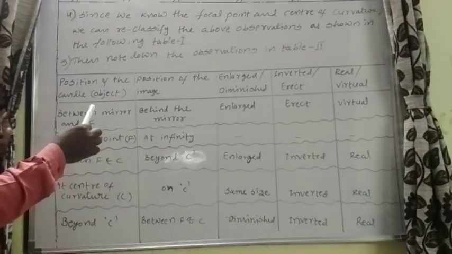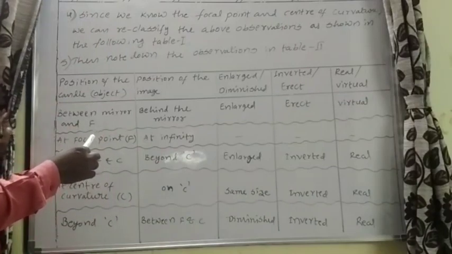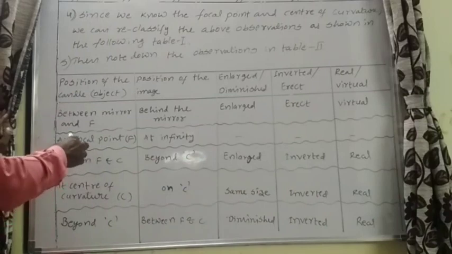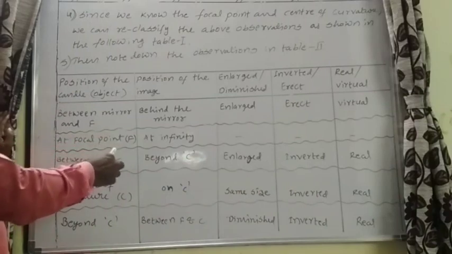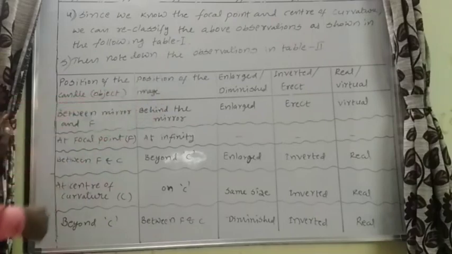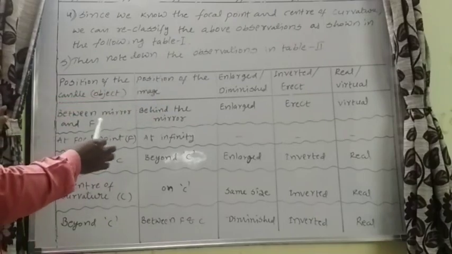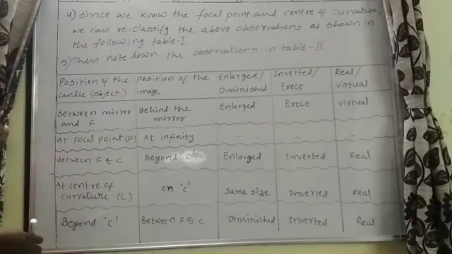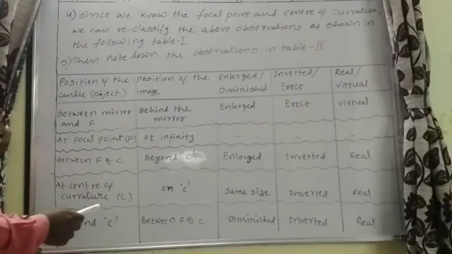Only when the object is placed less than 30 centimeters away, the nature of the image is virtual. Virtual image means the image is formed at the backside of the mirror.